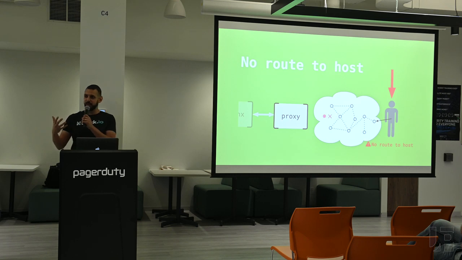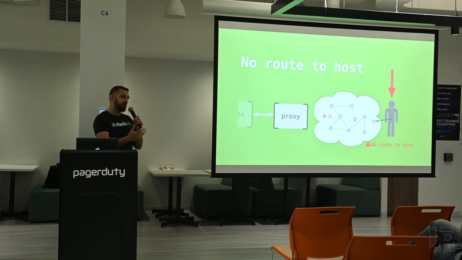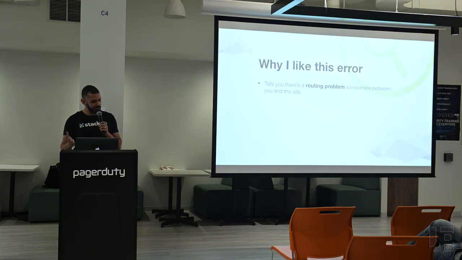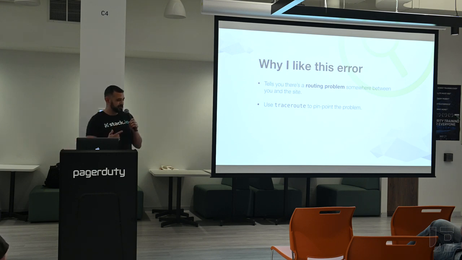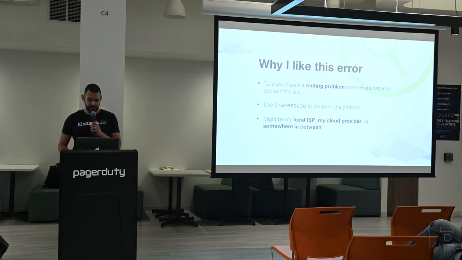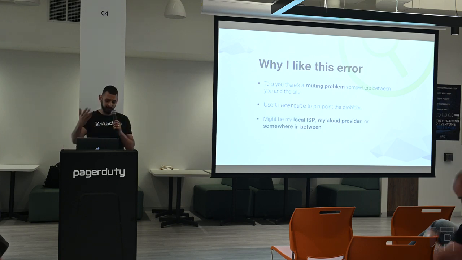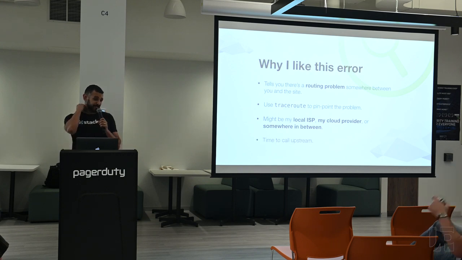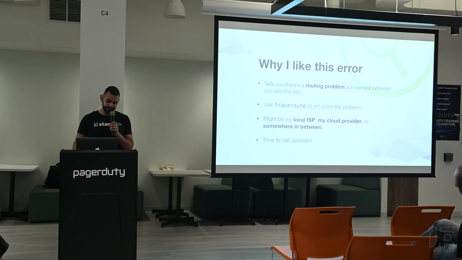This is like the equivalent of GPS or Waze, where you punch in an address and it tells you, I don't know how to get you there. I like this error very much because it tells you there's a routing problem right away, and it's somewhere between you and the site. I like to use the traceroute tool to help me pinpoint where the actual issue is, and it could be anywhere between your local ISP, the cloud provider, or anywhere else in between. And when this happens, you have no choice. You've got to call upstream. You've got to find out what's going on over there.